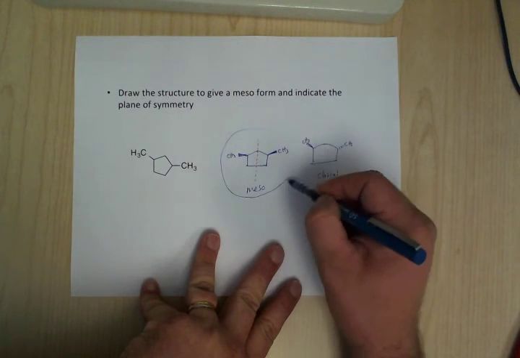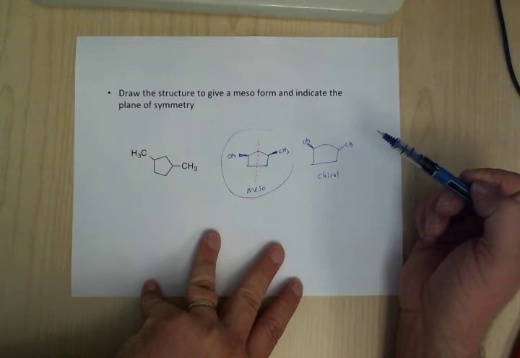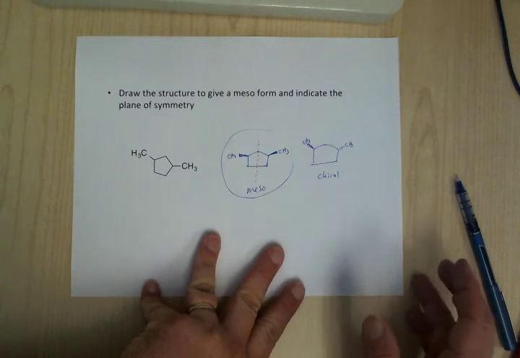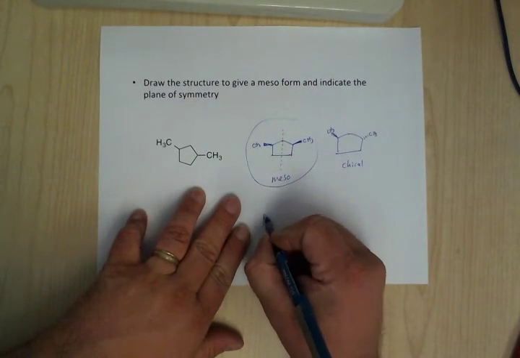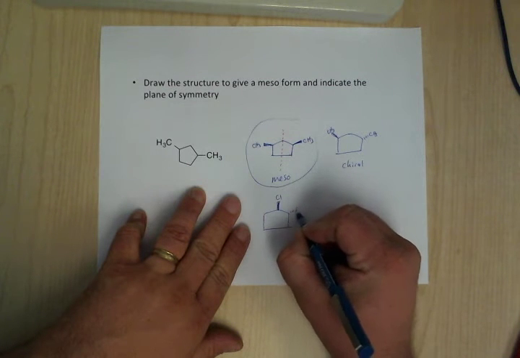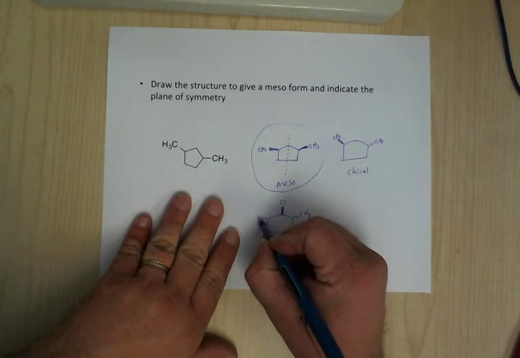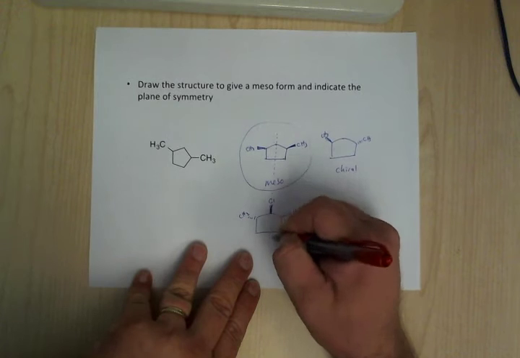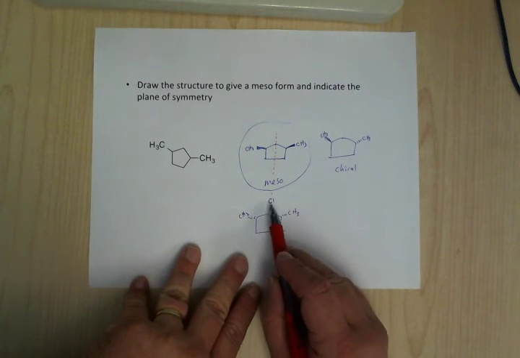Okay, so this is the one we want for this problem. A nice one, indicate the plane of symmetry with a dashed line. It's not going to get more complicated than this. Now you can slice it through. Let's say I put a chlorine right there. There's still going to be the plane of symmetry here, and you can literally slice through that chlorine. That's not a problem.